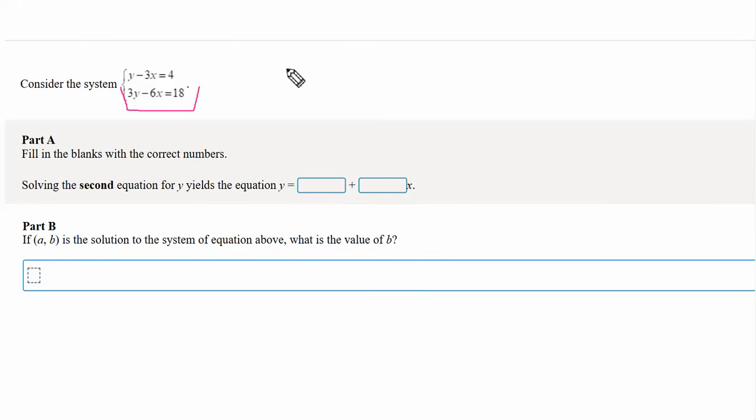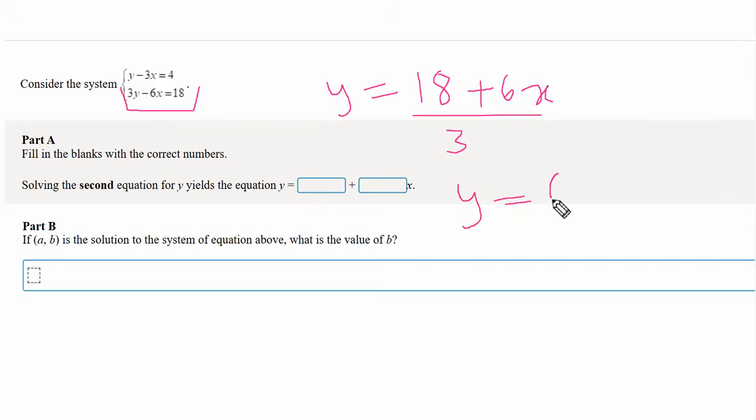So what do we do? In terms of y, it means we want y equals something. So everything else will go to the other side, and y will be alone, without any coefficient, without any numbers beside it. So it will be 3y is equal to 18 plus 6x. Divide this by 3. y is equal to 6 plus 2x. What does that give us? 6 plus 2x.